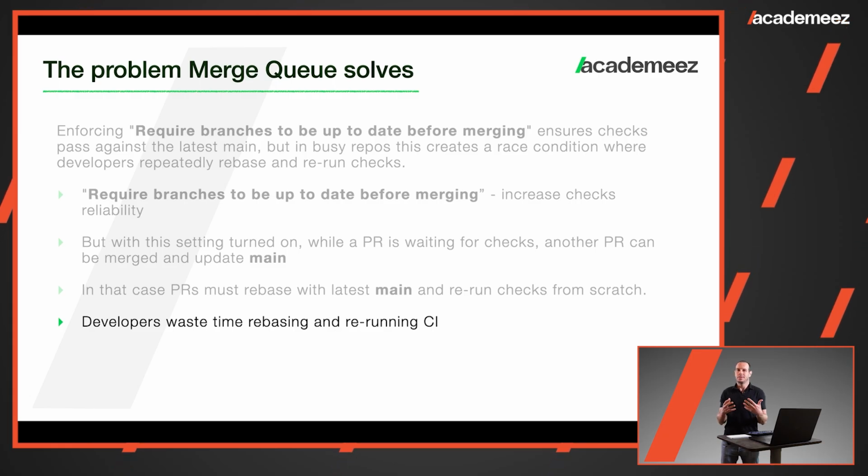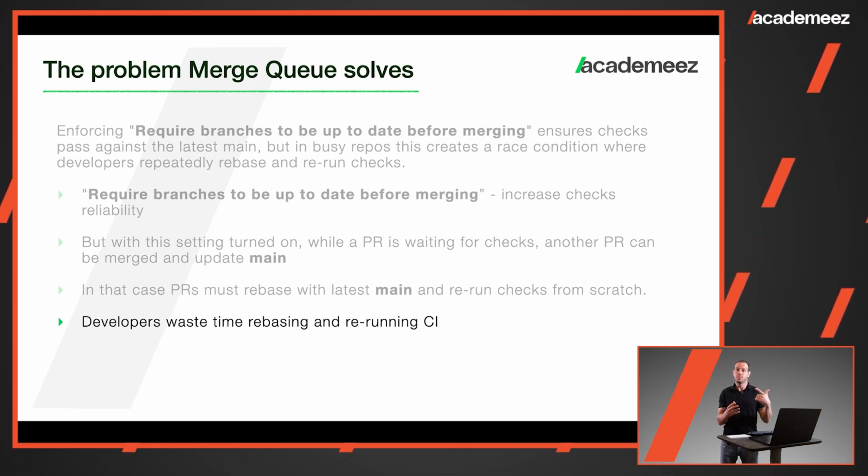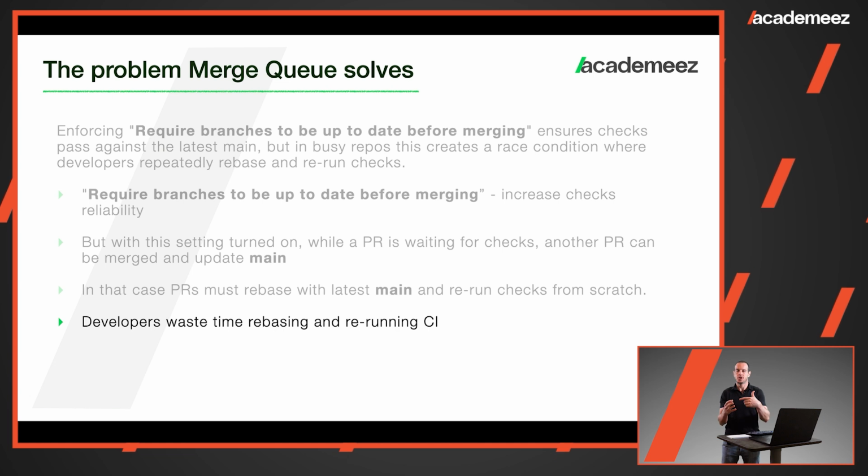So you always want to rebase and rerun the checks, and this becomes a problem. You have PRs that are becoming stale and hard to merge, and developers waste a lot of time and a lot of resources because they run checks which become irrelevant. They always need to babysit their PR. They always need to rebase, rerun the checks, rebase, rerun the checks. So it's kind of like babysitting your PR until you merge it.